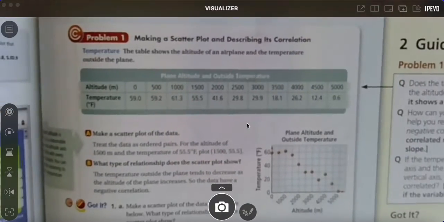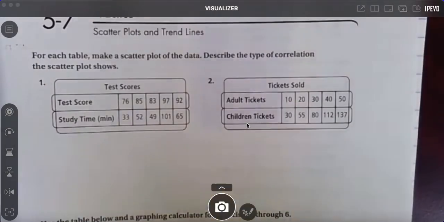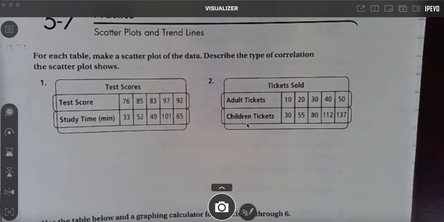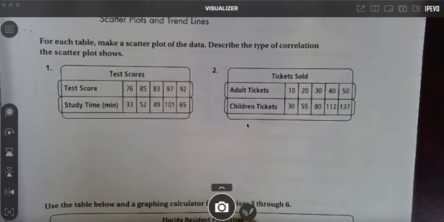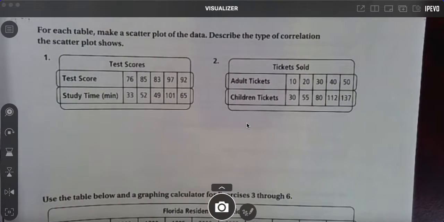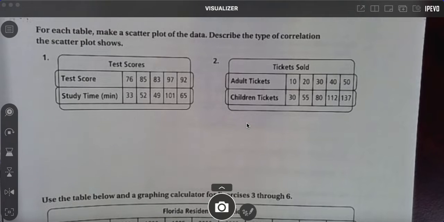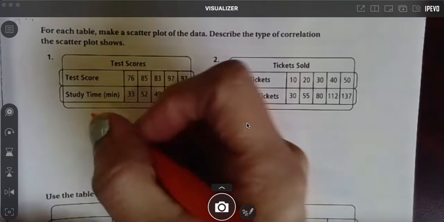So the first type of thing, let me just look at your worksheet with you. It says, make a scatter plot and describe the type of correlation. So here I have my study time and my test score. Do you think that there would be correlation there? Think about the two things, your study time and the test score. The more you study, the better your score. So yes, we think there would be a positive correlation. If you go up on study time, you should go up on your test score.